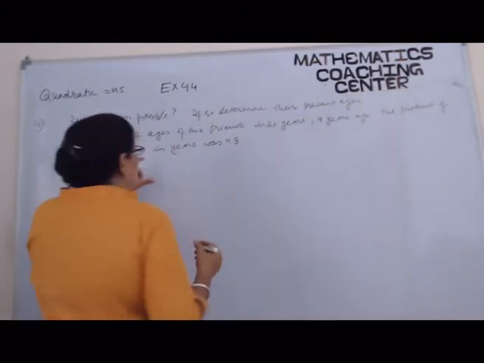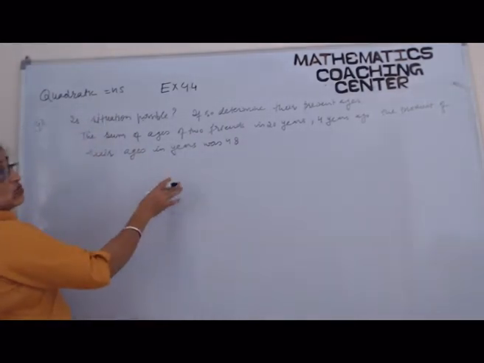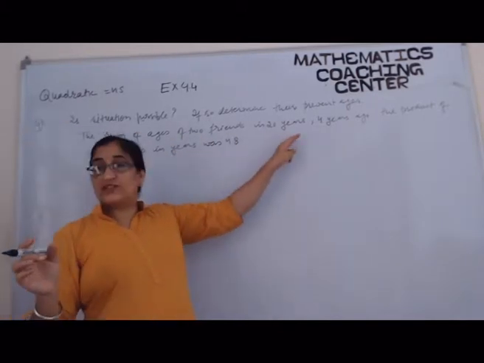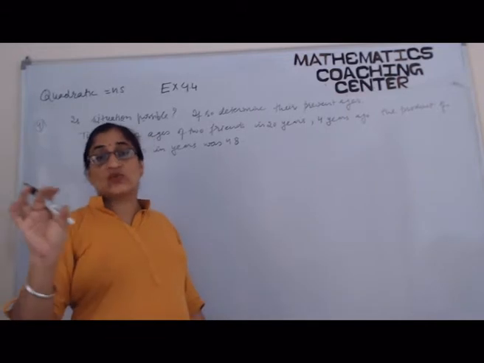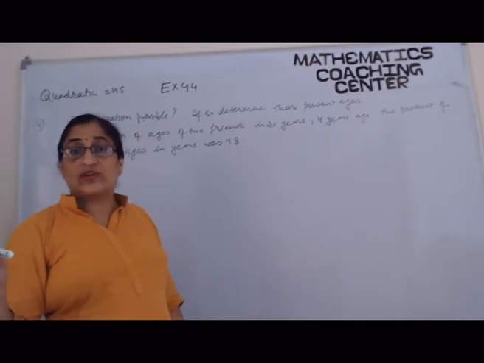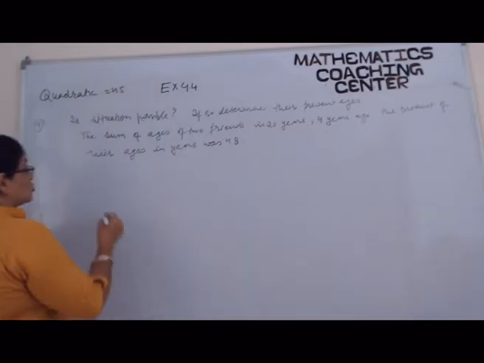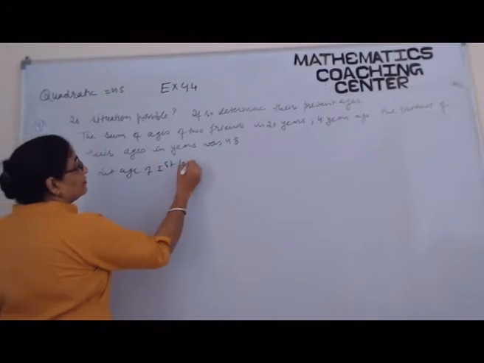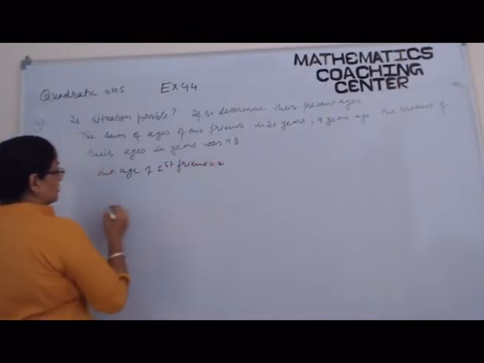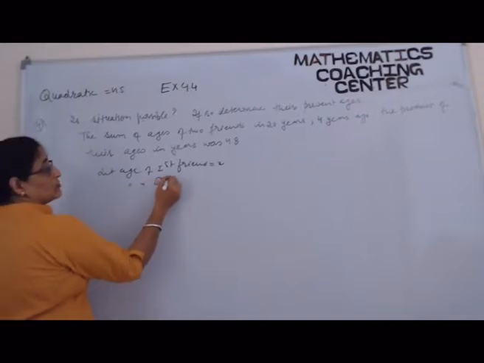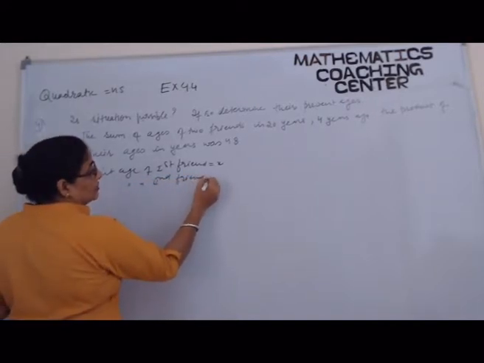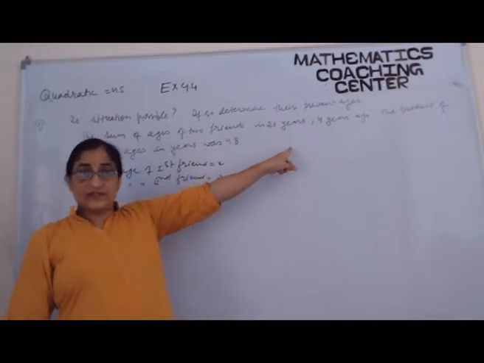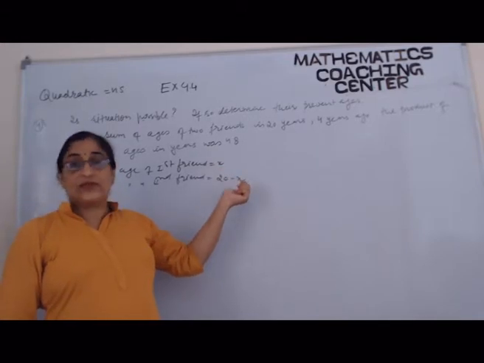Now suppose that the age of the first friend is x, because you are given the sum of the ages of two friends is 20 years. So suppose that the age of one friend is x, then the age of the other friend is 20 minus x. So let the age of the first friend be x, then the age of the second friend is 20 minus x, because the sum is 20 years.